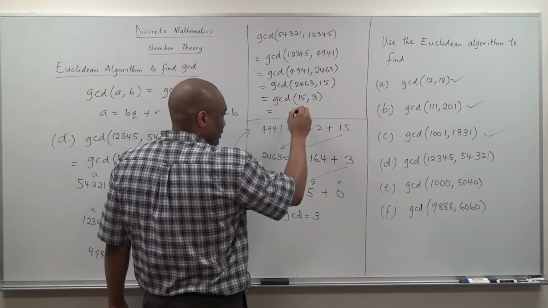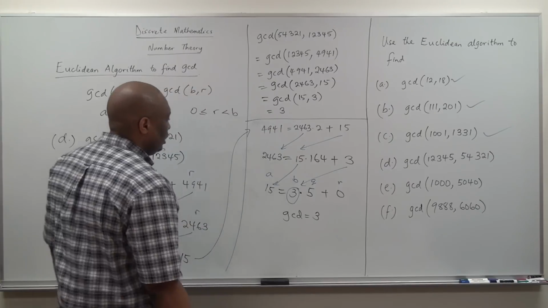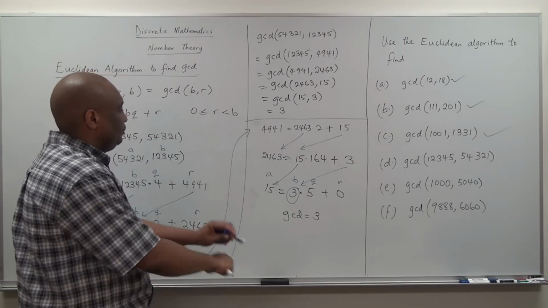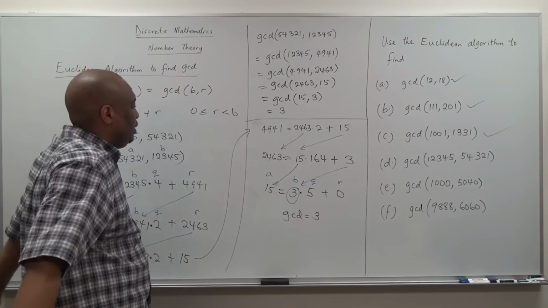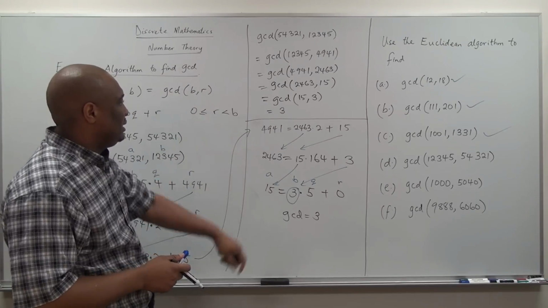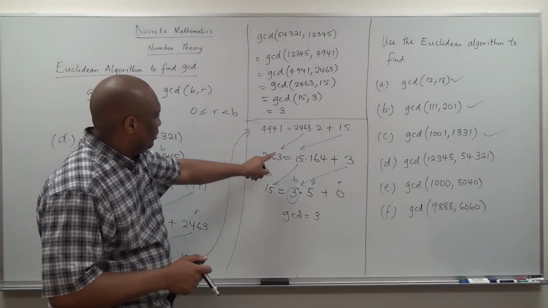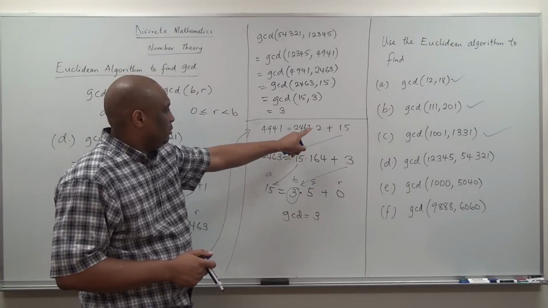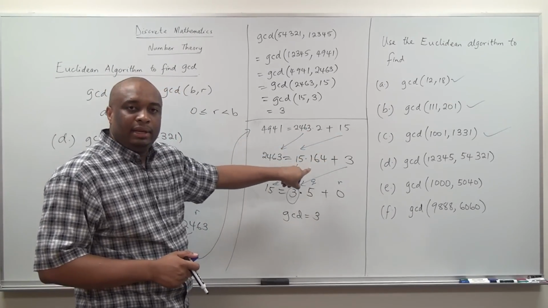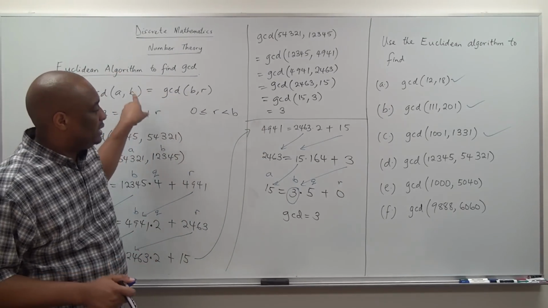5, and that means 3. 15 and 3. And that gives you 3. If you like, you can also say 3 and 0, which is 3, but this is okay. That gives you 3. Remember that the divisor becomes the dividend and then the remainder becomes the divisor.